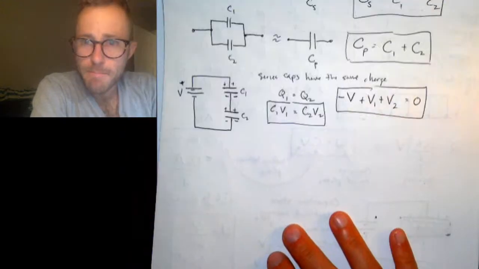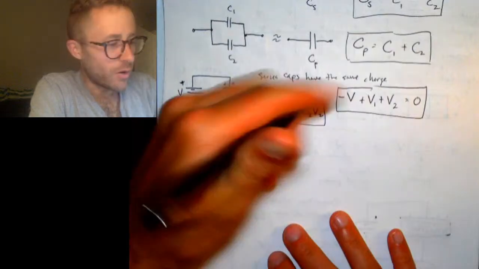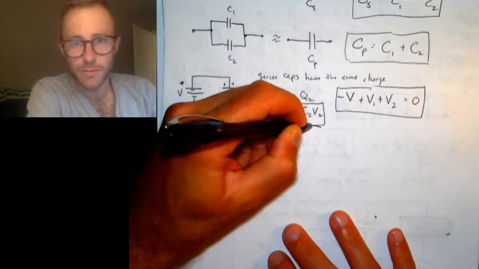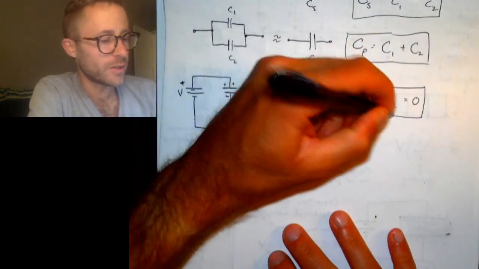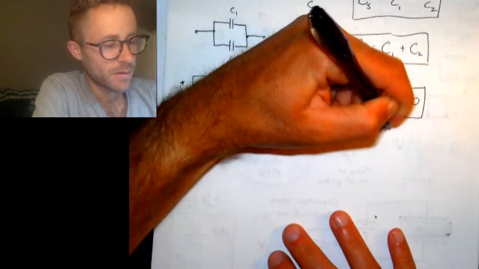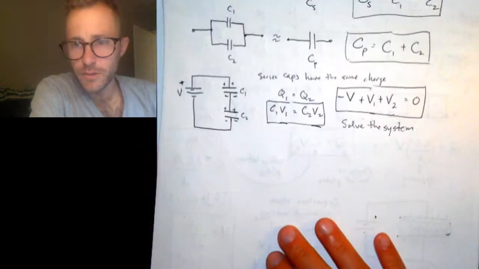Okay? So notice how we have two variables here. It's V1 and V2. And we have two equations. So you solve the system and you can get V1 and V2. So that's kind of nice.